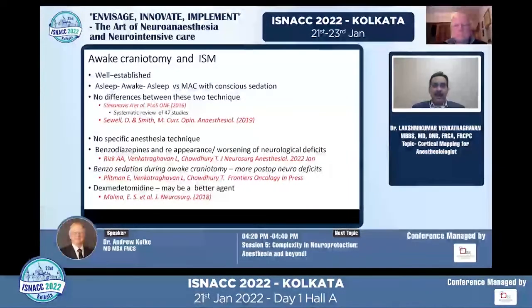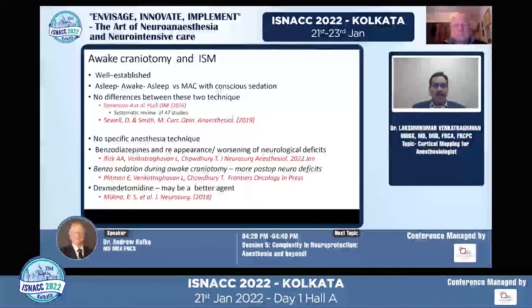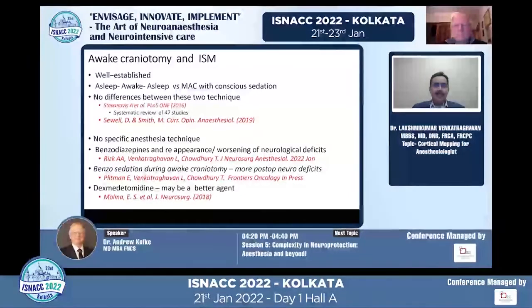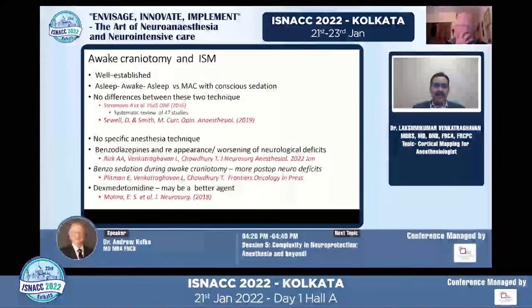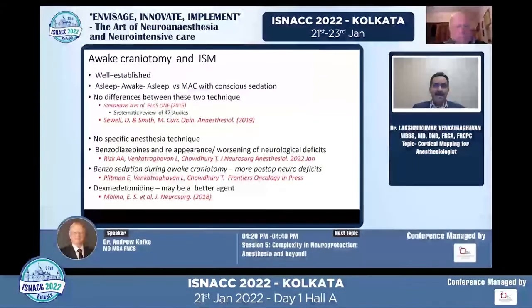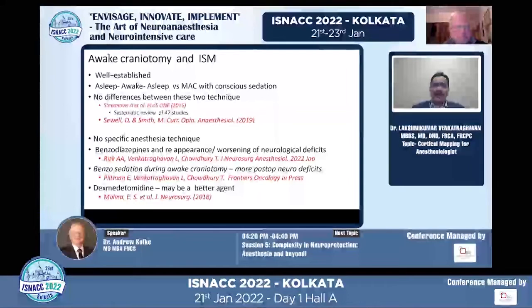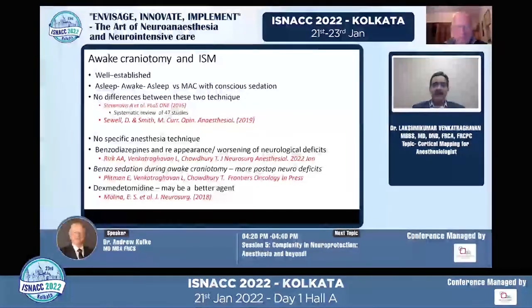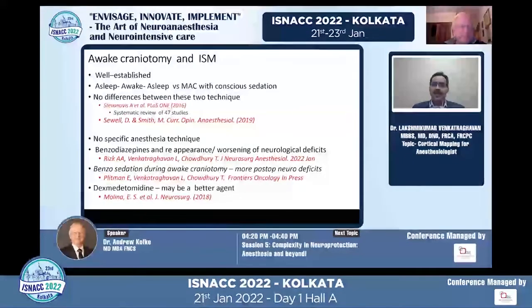There is one small study we did comparing dexmedetomidine versus the asleep-awake-asleep craniotomy, which showed that dexmedetomidine is maybe a better agent because patients were more awake and more able to perform the mapping much better. So the success rate of mapping was much better with dexmedetomidine.